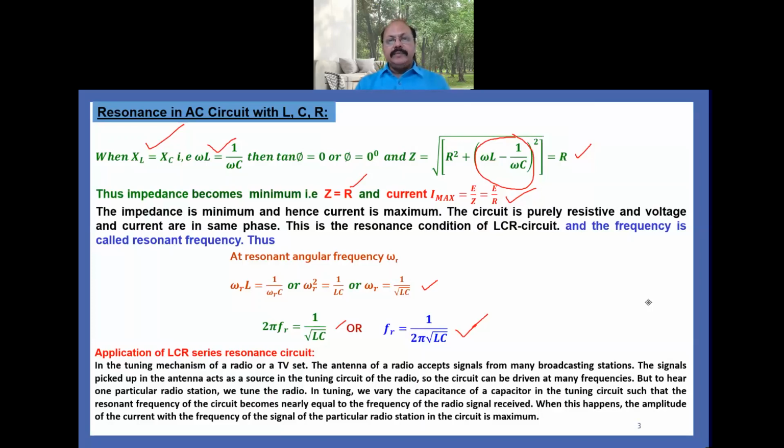the clear voice. So as you know, different radio stations have different frequencies, meaning they operate over different frequencies, and that frequency range is known as the bandwidth. So this is about resonance in AC circuit with LCR.